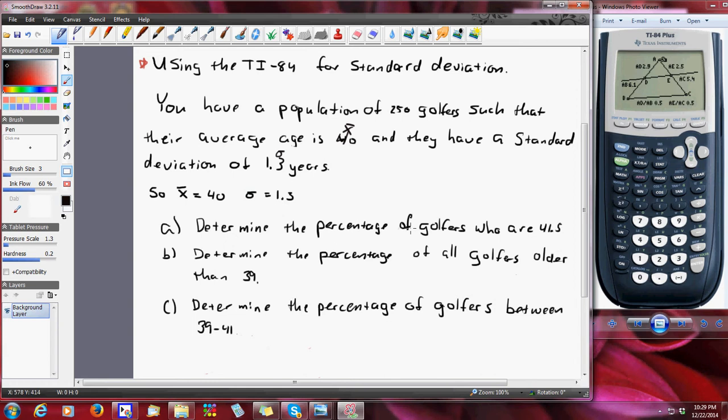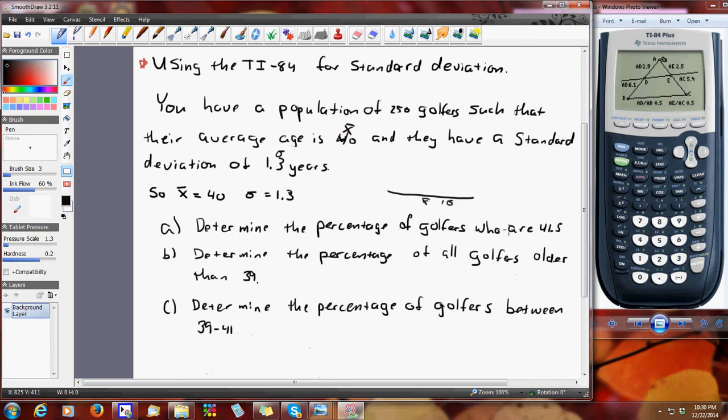So if I want to determine the percentage of golfers who are 41.5, that's no good, because normally when we have our bell curve, you have X bar and you have one standard deviation above, but one standard deviation above will give me 41.3, and I want 41.5. So here's what I'm going to do.